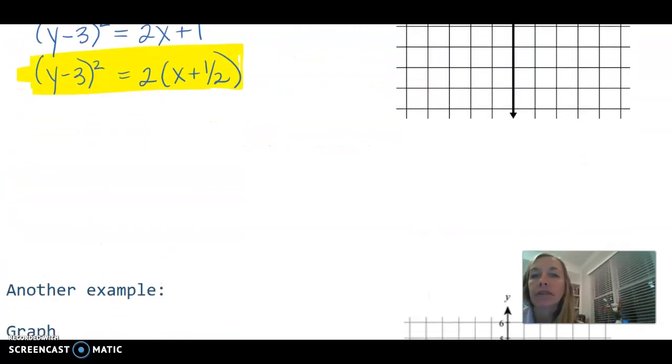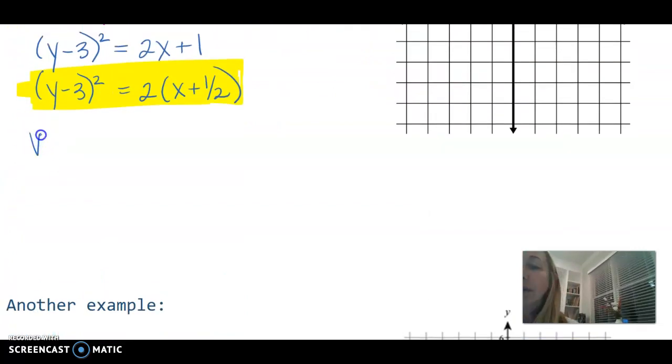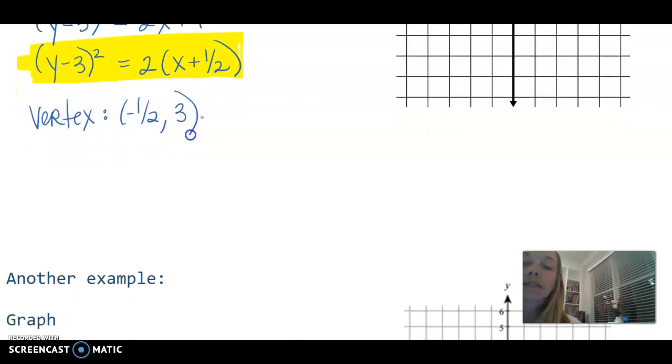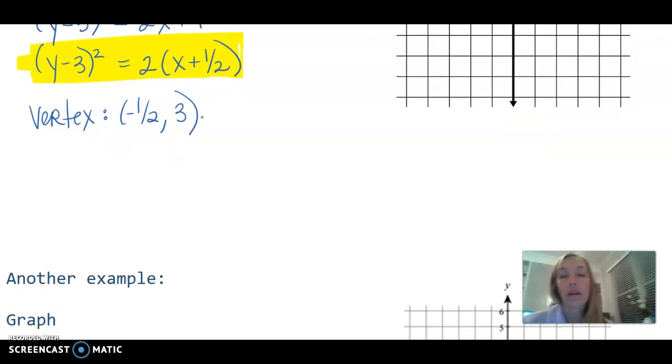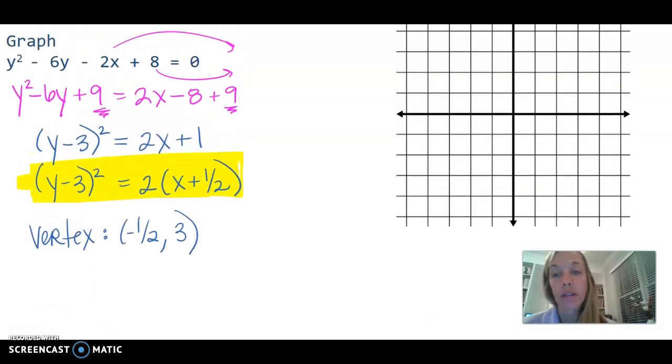Okay, so for the vertex, I know that it is going to be -1/2, that's the h, and 3, that's the k. So I'll put that right on, why is it this spelling? There we go, right on the graph. So -1/2, 1, 2, 3, right there.